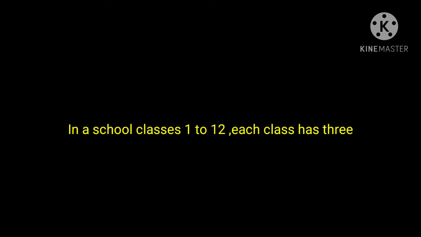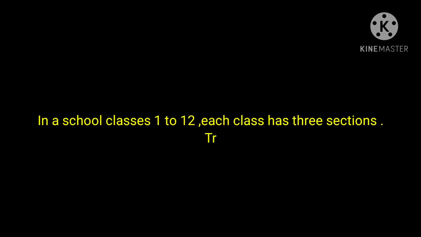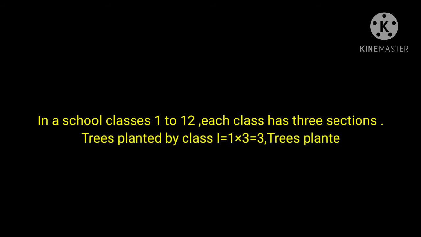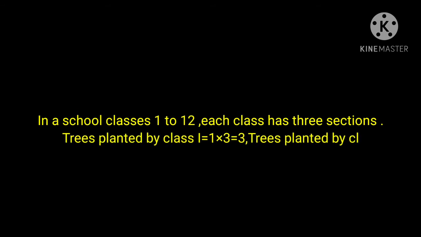11th question. In a school, classes 1 to 12, 12 classes are there, and each class has 3 sections. How many? 3 sections. Each class will plant trees according to their class number. So, trees planted by class 1: first class, 1 tree, total sections 3, that is equal to 3 trees they planted.